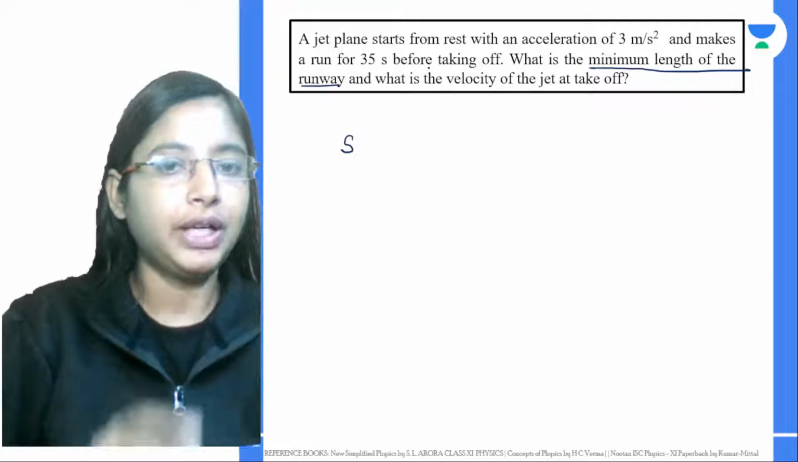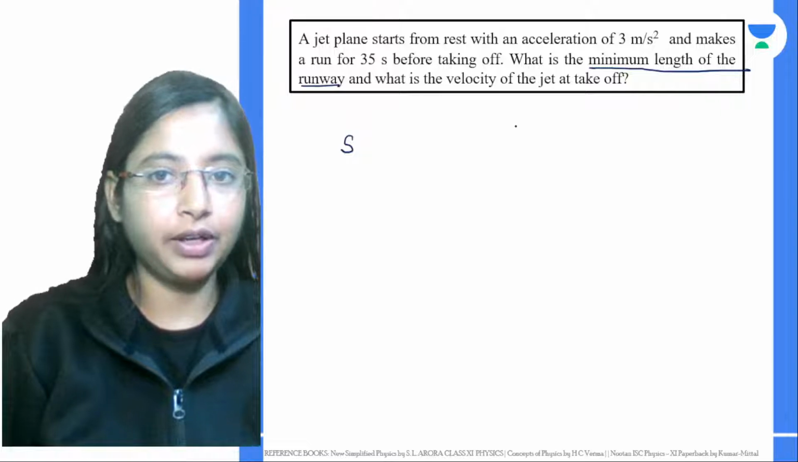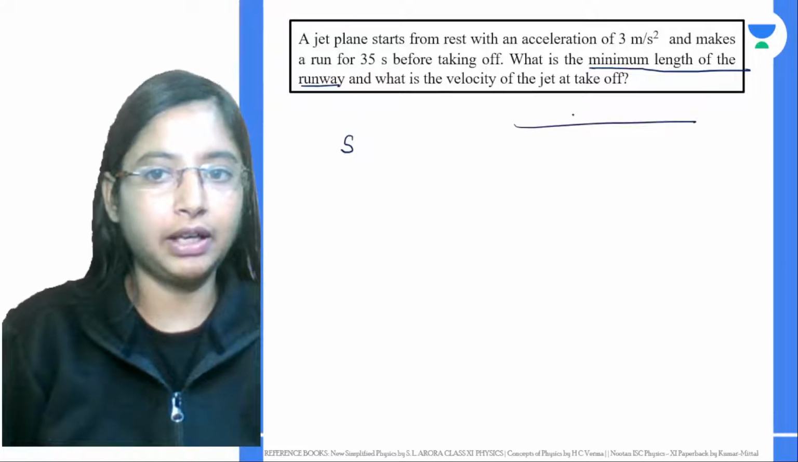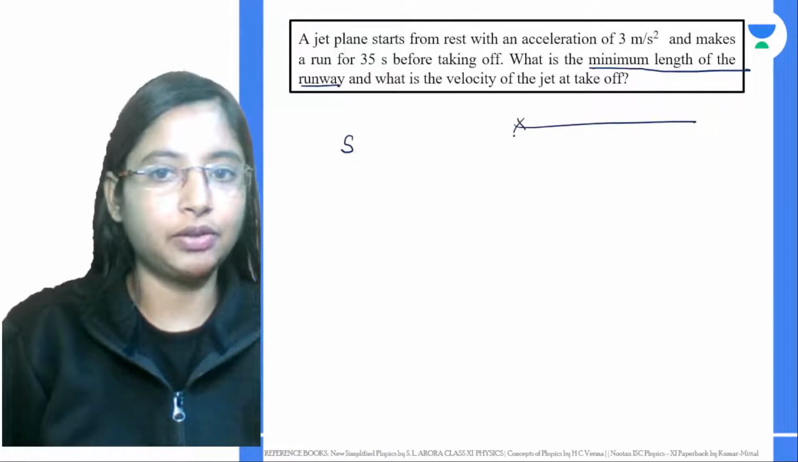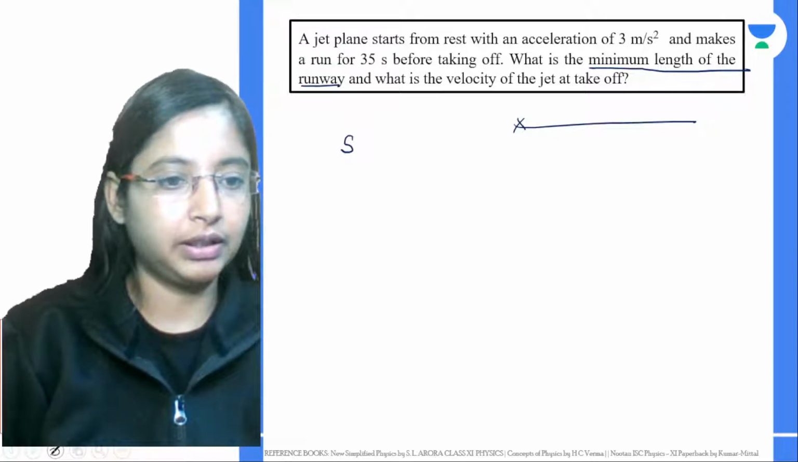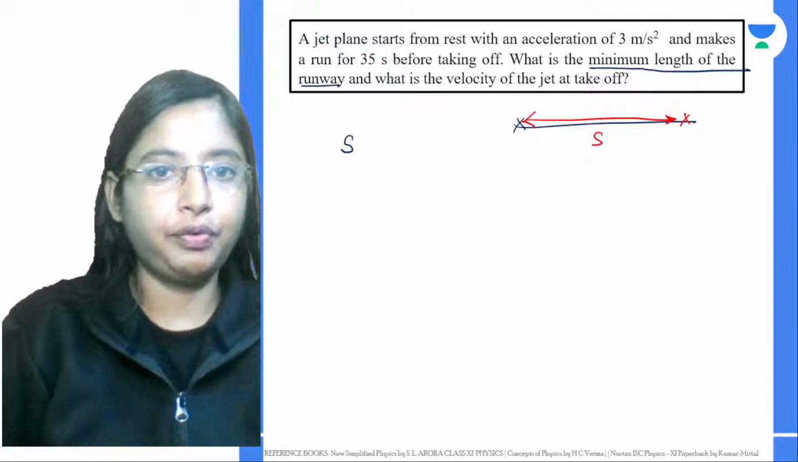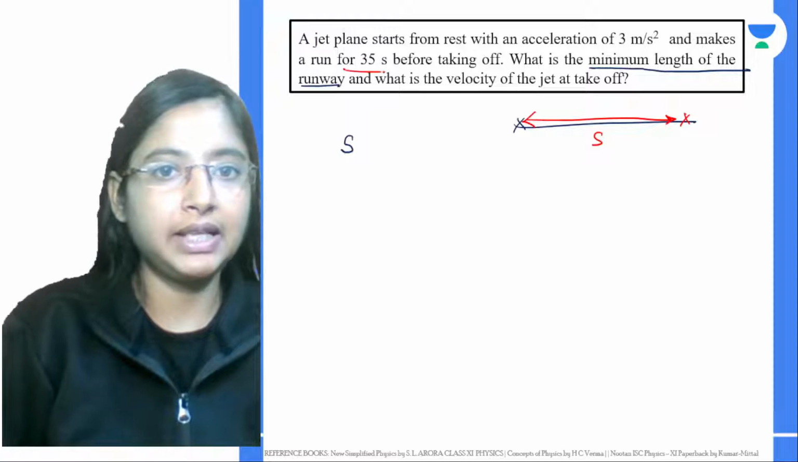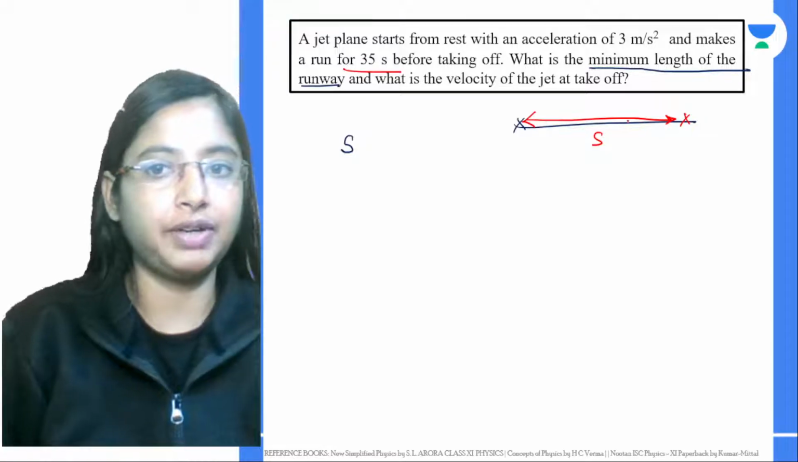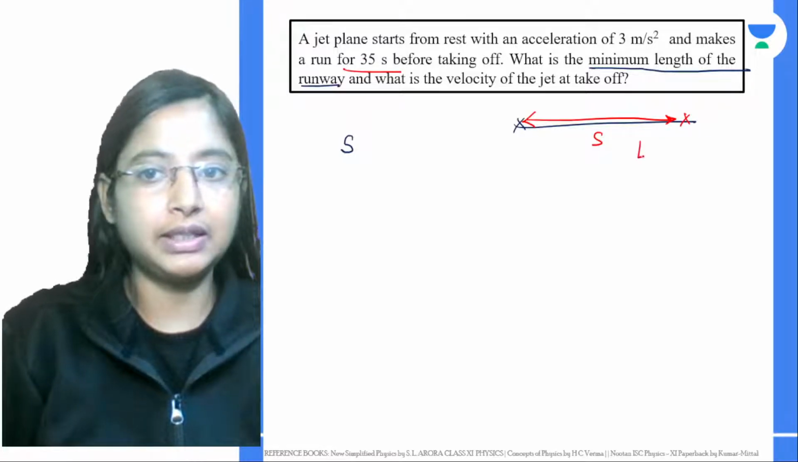Before taking off, it is starting on the runway from position, let's say, position x over here, to its takeoff position. This distance it covers, we want this distance. It makes a run for 35 seconds. So to cover this distance, t is given as 35 seconds.